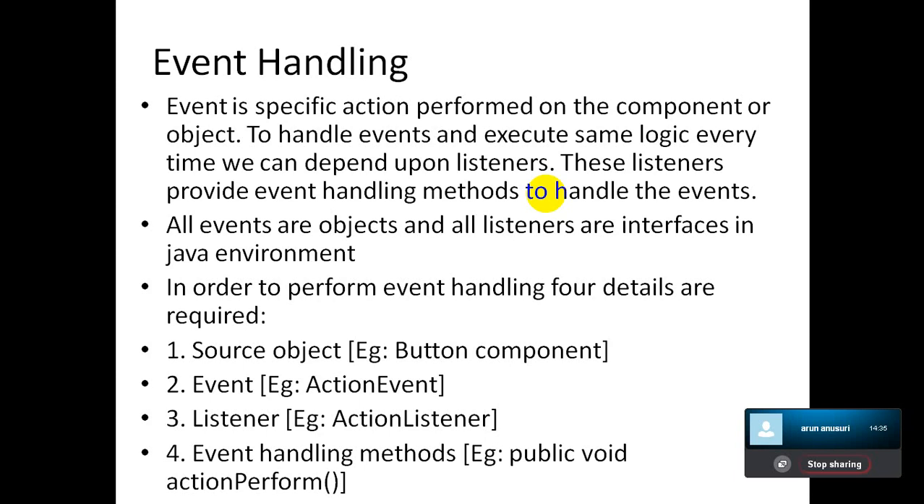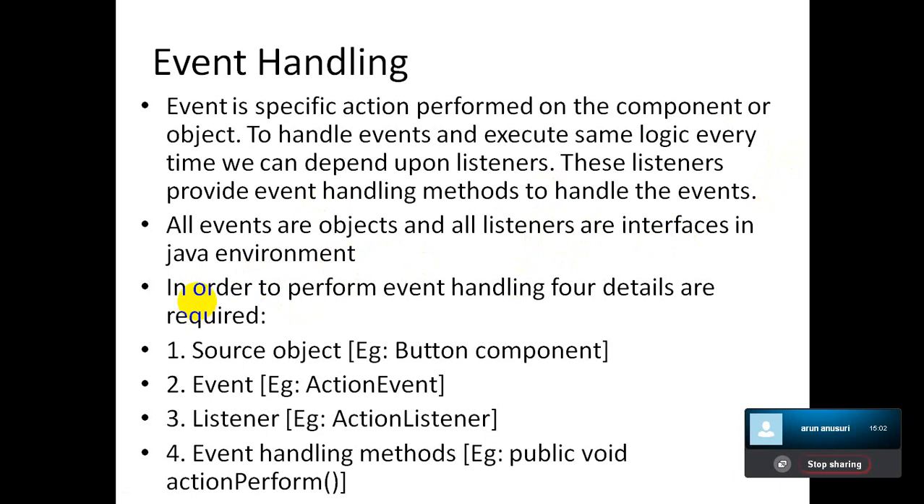So all events are objects. As we know, Java is an object-based programming language. Exceptions, threading, events, everything is an object. And all listeners are interfaces in the Java environment. So if we want to make our class a listener, we have to implement some specific interfaces. Once we implement those interfaces, our class becomes a listener.